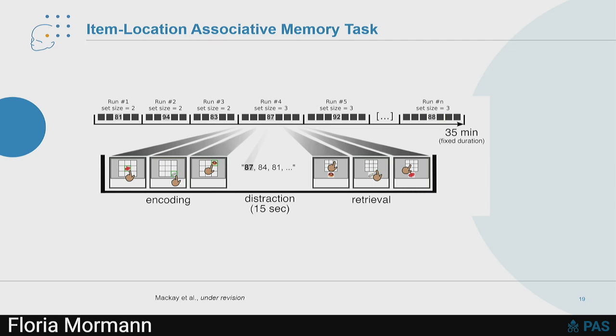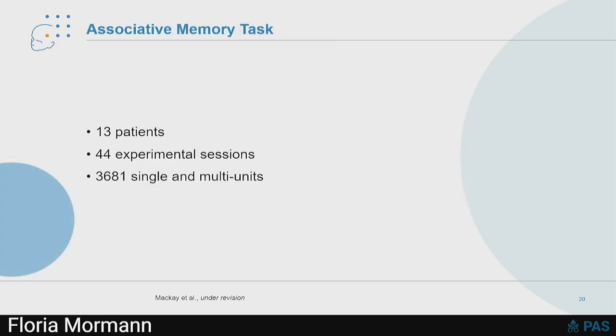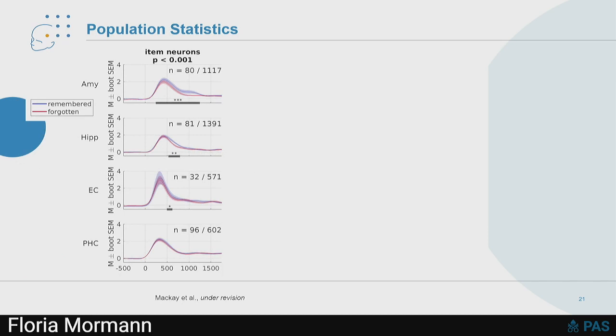And what we find, I'll skip the single unit examples, but at the population level, we ran this in 13 patients, and we recorded a total of more than 3,500 units. And this is the grand average of the instantaneous firing rates. And here in the first column, you see the item neurons, the ones that really showed selective responses, which, as you can tell, is less than 10%. So in the amygdala, we have 80 item neurons out of, I think that's 1,117.